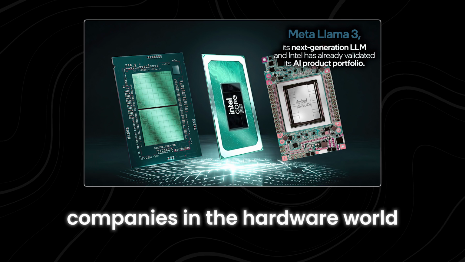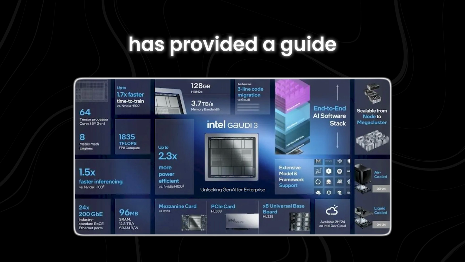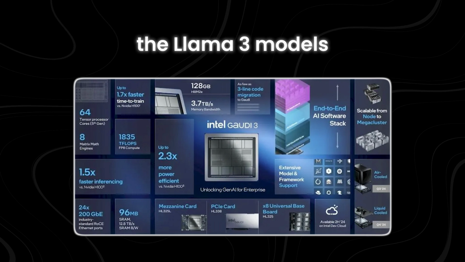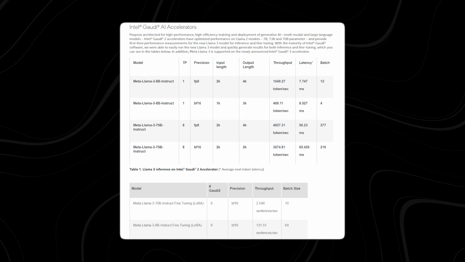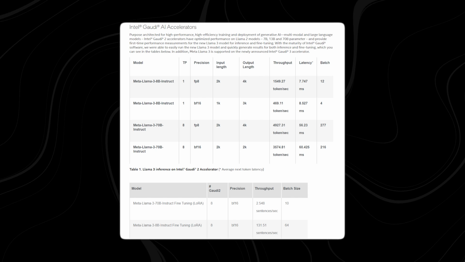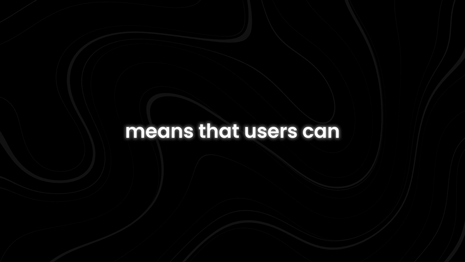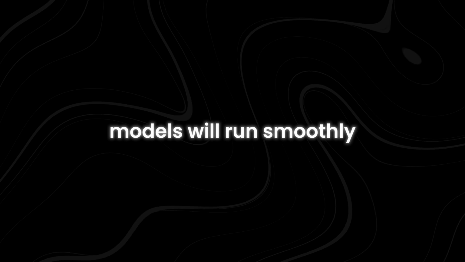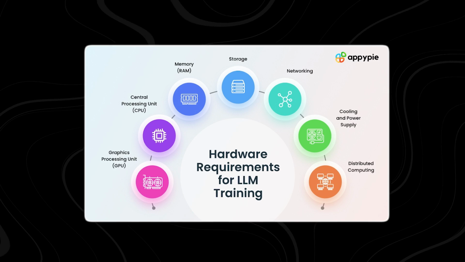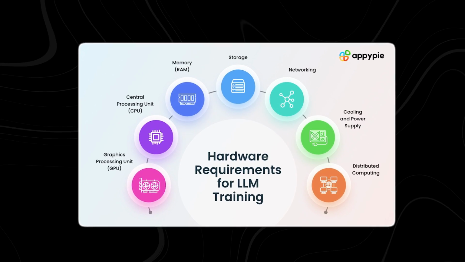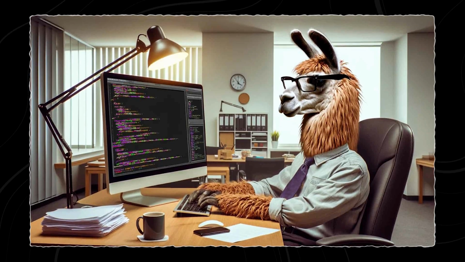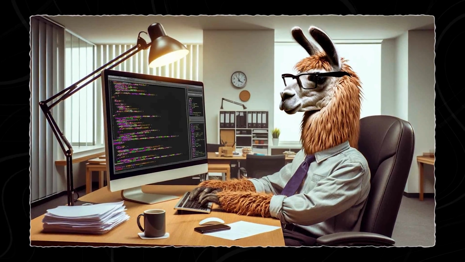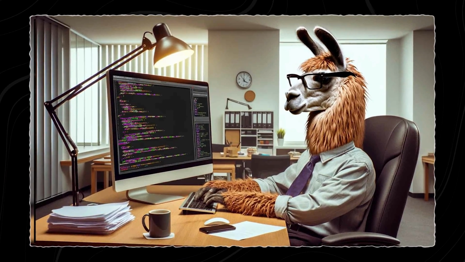Intel, one of the big companies in the hardware world, has provided a guide that explains how well the Llama 3 models perform on its Gaudi AI accelerators and Xeon CPUs. This guide gives users a detailed look at how the models work on Intel's hardware. Having this optimization means that users can trust that the Llama 3 models will run smoothly on their chosen hardware. They don't have to worry about compatibility issues or whether the models will work well with their setup. This makes it easier for users to integrate the Llama 3 models into their existing systems or workflows.